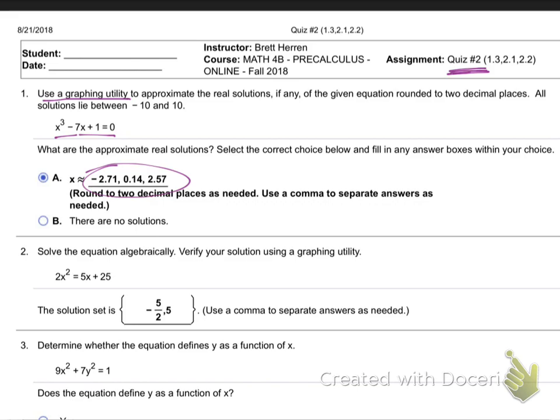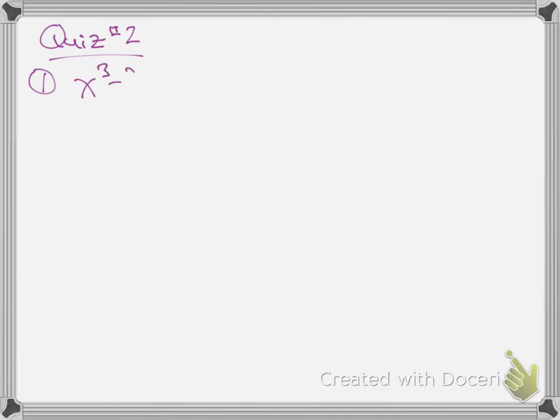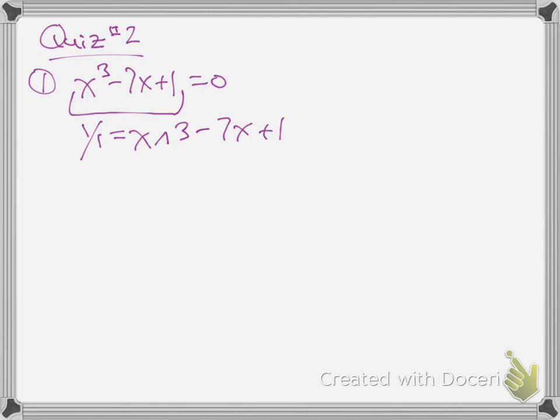Let me do that on a fresh screen. So quiz number 2, problem 1, x cubed minus 7x plus 1 equals 0. Basically, you let y1 equal the left side on your graphing calculator, x cubed minus 7x plus 1, and let y2 be the right side, y2 equals 0. I always let y1 be the left side, y2 be the right side.